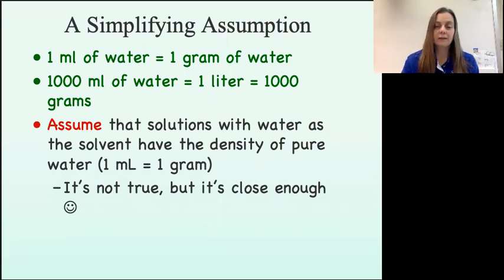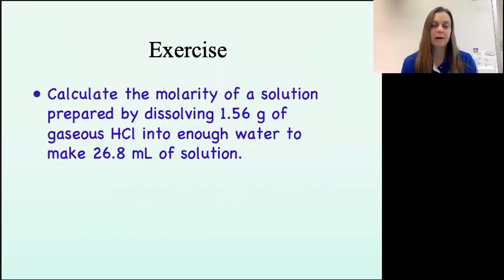Okay, so I'll leave you with this problem. We're going to calculate the molarity of a solution prepared by dissolving 1.56 grams of gaseous hydrogen chloride into enough water to make 26.8 milliliters of solution. So notice that it's not telling us exactly how much water we're using. We just know that the final volume of the solution is 26.8 milliliters.